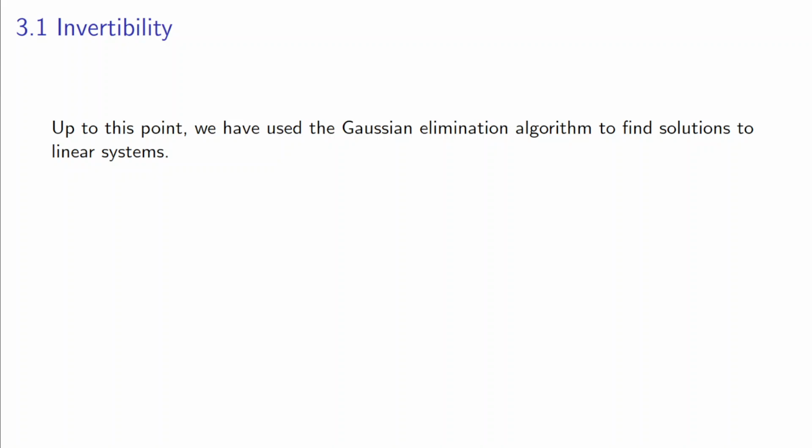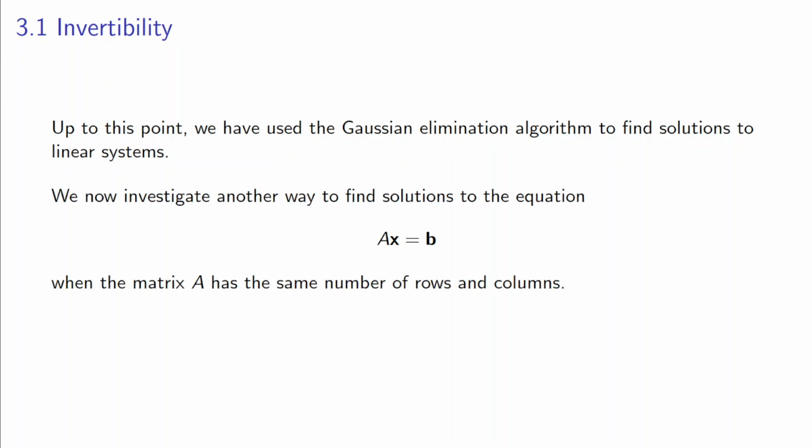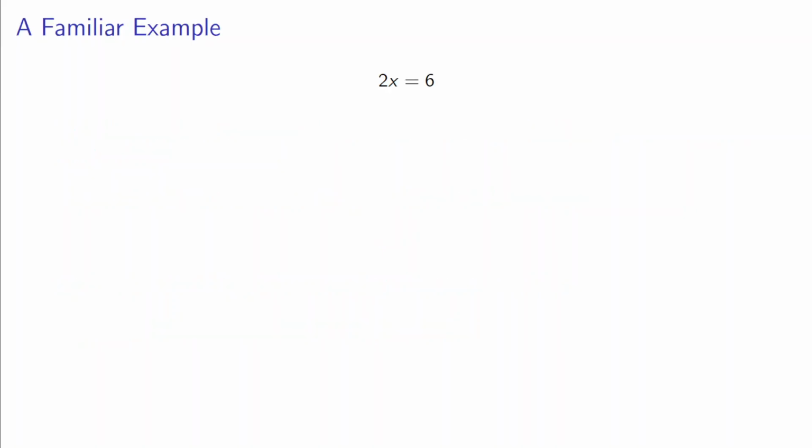The first topic we're going to look at in chapter 3 is that of invertibility of matrices. Up to this point, we've used the Gaussian elimination algorithm to find solutions to linear systems. We're now going to investigate another way to find solutions to equations of the form Ax equals b, specifically in this case when A is a square matrix, so it has the same number of rows and columns. So what we're going to be looking at here is specifically when A is an n by n, or square, matrix. To get started, let's look at some familiar examples.